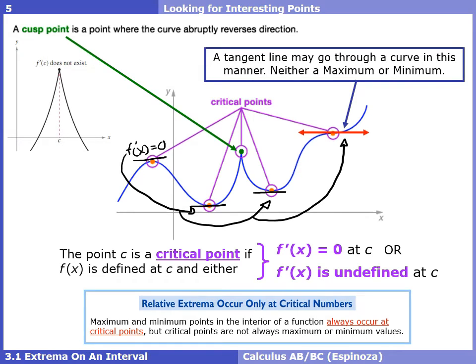One other note that needs to be made is that these relative maxes or mins only occur at critical points. Maximum and minimum points on the inside of a function will always occur at critical points because that's how they're defined. But keep in mind, critical points are not always maxes or mins, and the example of that is again this weird case up here. Critical points might not always be maxes or mins. So we'll eventually get to the point where we can decipher between the two, but for now you just need to know these little facts about critical points.